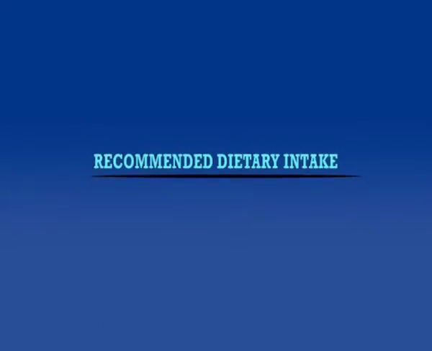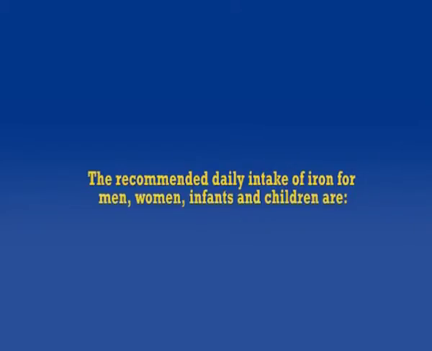We'll see the food sources. The best source of iron are organ meats, especially liver. Other food sources include meats, seafood, egg yolk, whole or enriched grains, legumes, green leafy vegetables, and nuts. Recommended dietary intake of iron. The recommended dietary intake of iron for men, women, infants, and children are as below.